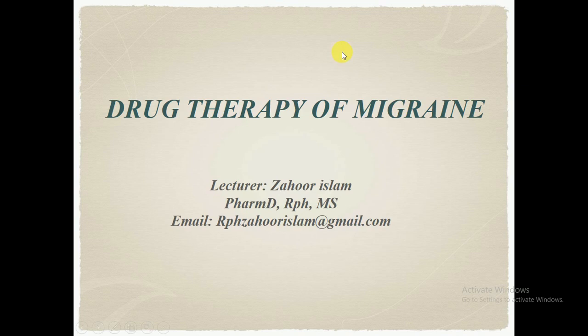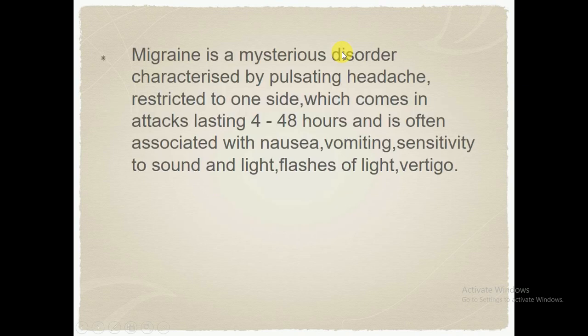So first of all, we will define migraine. Migraine is a mysterious disorder characterized by pulsating headache restricted to one side, which comes in attacks lasting 4 to 48 hours and is often associated with nausea, vomiting, sensitivity to sound and light, flashes of light, and vertigo.